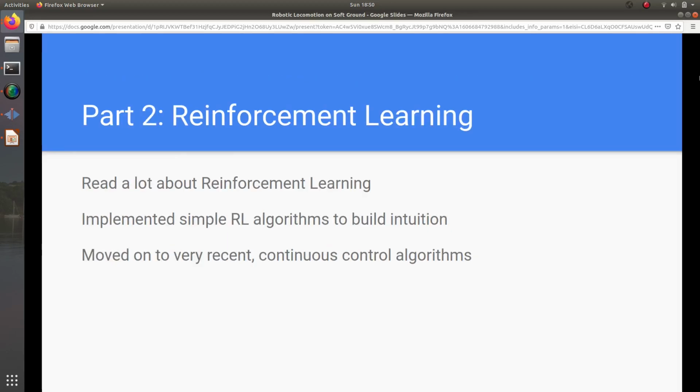For part 2 of the project, I set out to have the robot learn to hop using reinforcement learning. I read a lot about reinforcement learning and began to gain intuition by implementing simple RL algorithms such as Q-learning, deep Q-learning, and double deep Q-learning. I then moved on to more recent continuous control environments that are better suited for our task at hand.